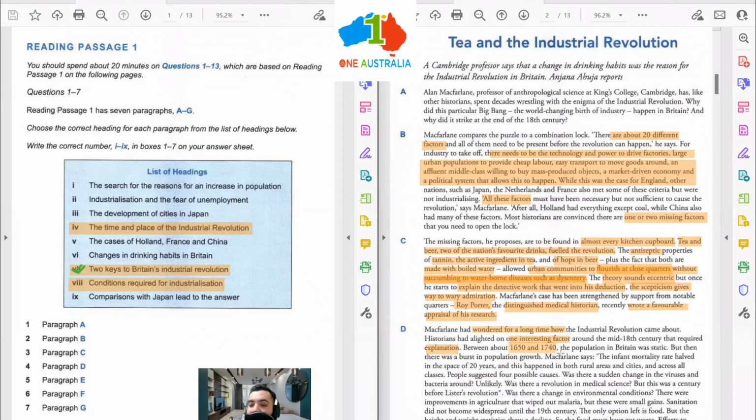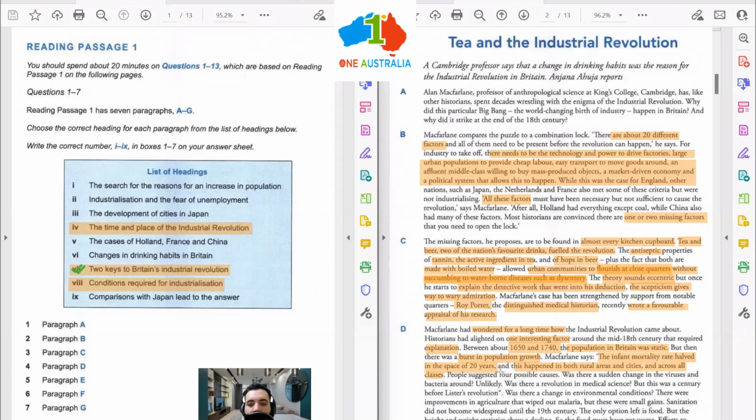Between 1650 and 1740, the population in Britain was static. Static means it did not change. Neither did it increase, nor decrease, right? But then there was a burst in population growth. After that, there was an increase in growth of population. Next, Macfarlane says the infant mortality rate halved, right? The number of babies who were dying, this rate halved in the space of 20 years. And this happened in both rural areas and cities, in both rural and urban areas and across all classes. All classes means it happened in the houses of rich people, poor people, middle class, everywhere, right?